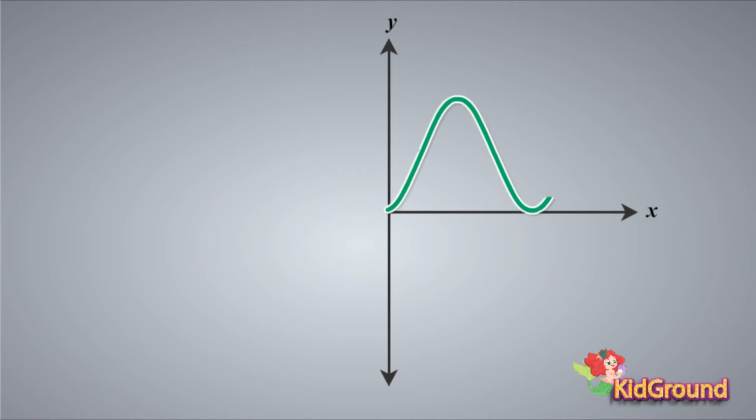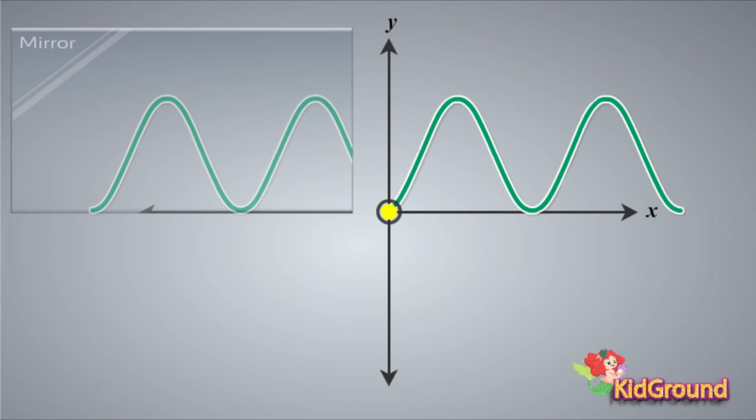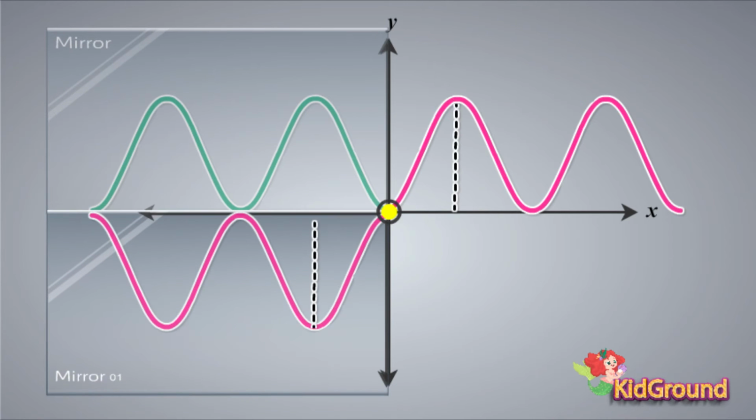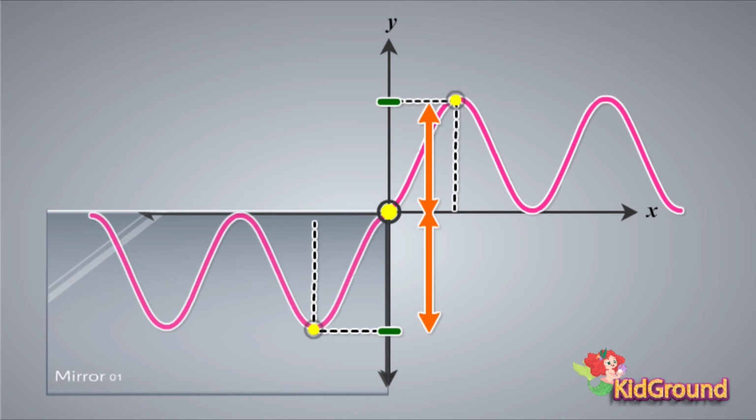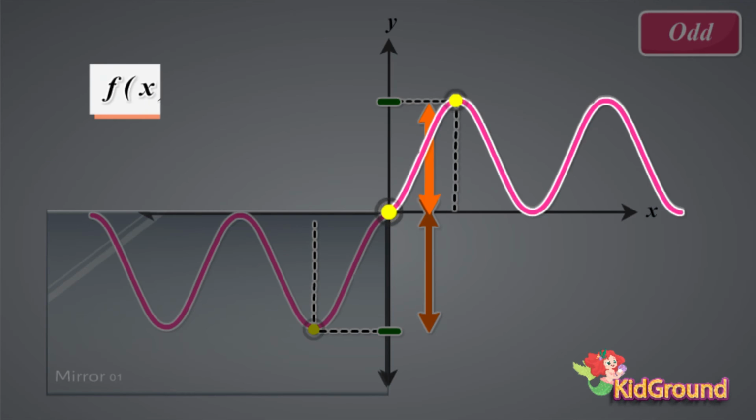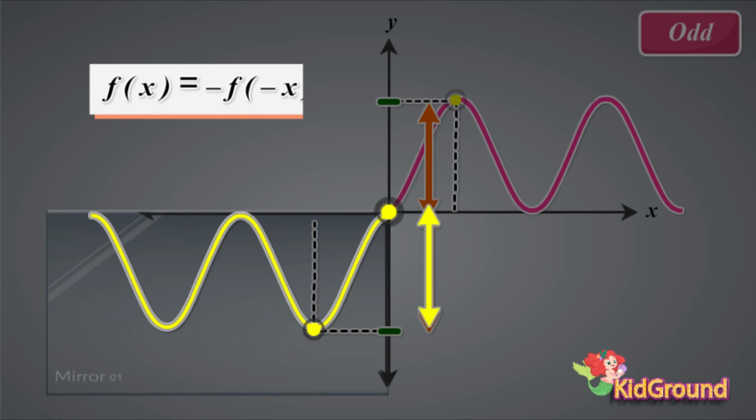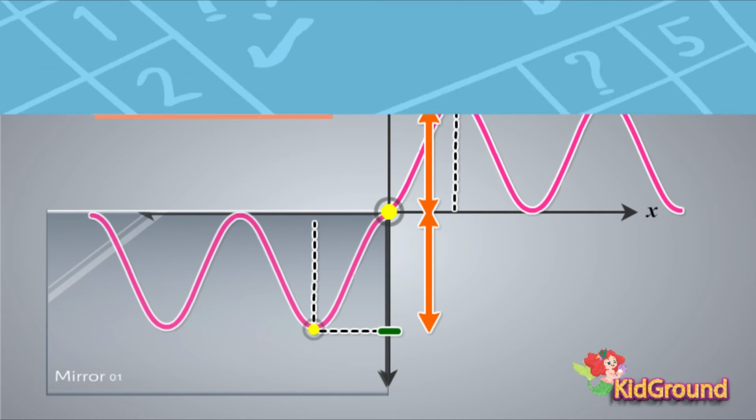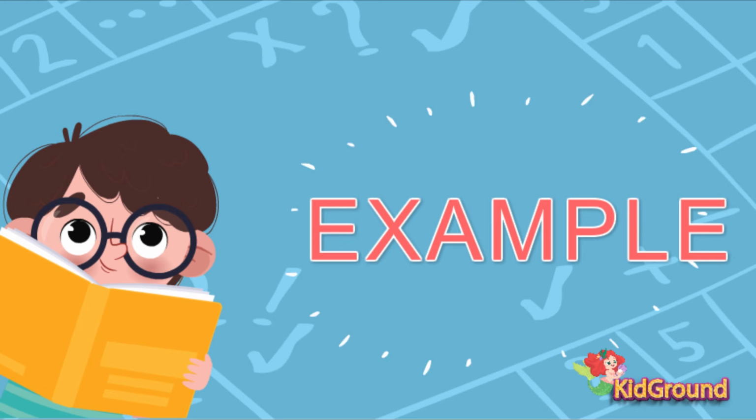Now, if we place another mirror on the x-axis such that only the newly formed graph can be replicated, the new image formed becomes an image of the original graph about the origin. When put together, graphs of this kind are called odd functions. We can also check here that f(x) is equal to -f(-x). Now, let's solve an example based on this concept.